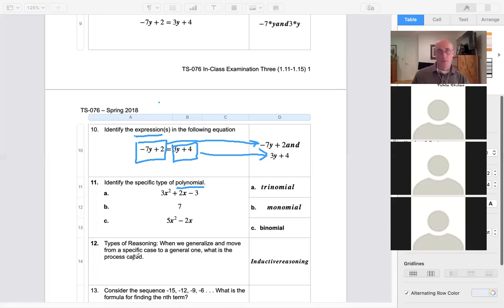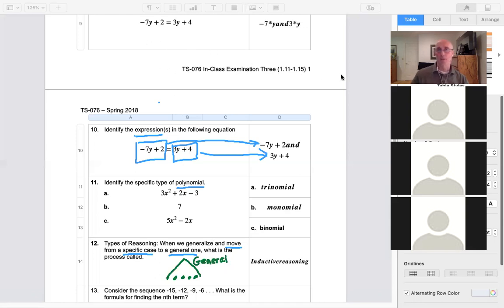Let's look at number 12 here in the bottom of the screen. It says types of reasoning. When we generalize and move from, and we really went over this in the notes last week, I think, move from the specific cases to the general one, what type of process is that? And what I did in our notes is I did it like this. You have all these specific details about something. And we look at the details on the ground first, and we generalize up to a pyramid up here, to the general theory about what happened. When we do it like that, they call that inductive reasoning.